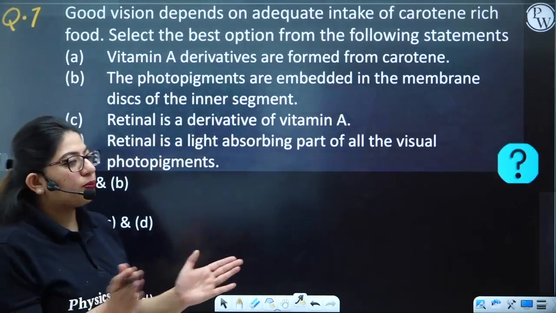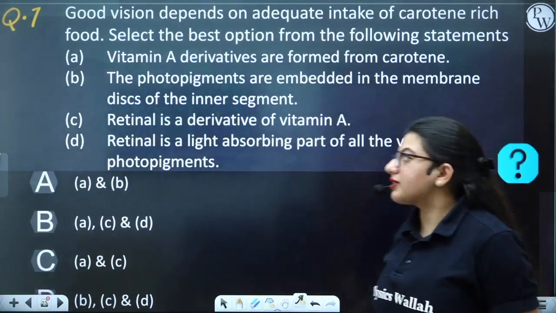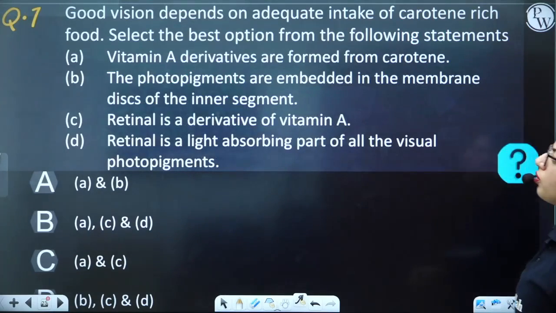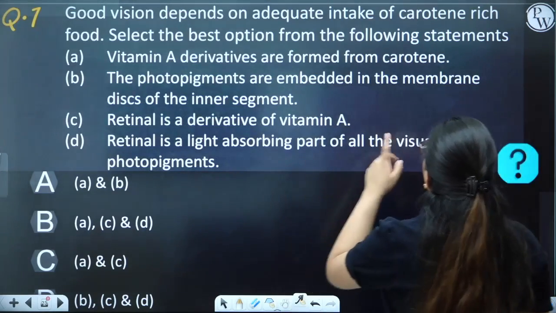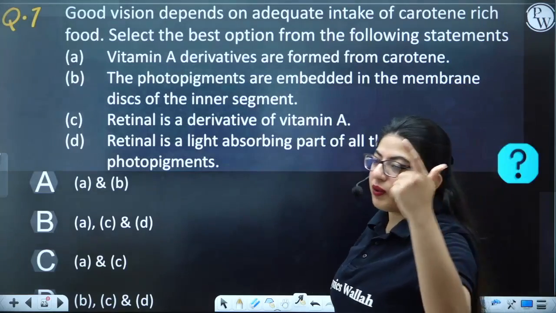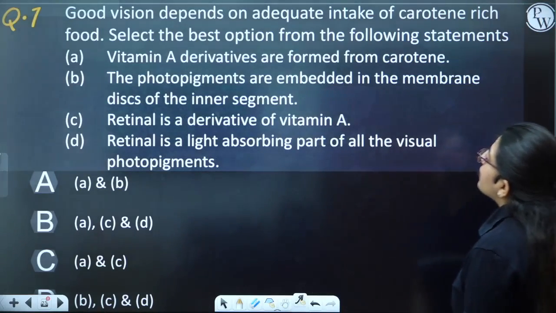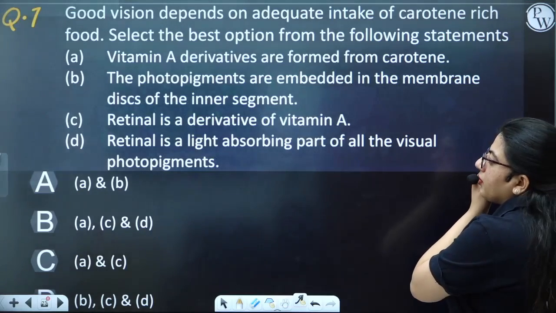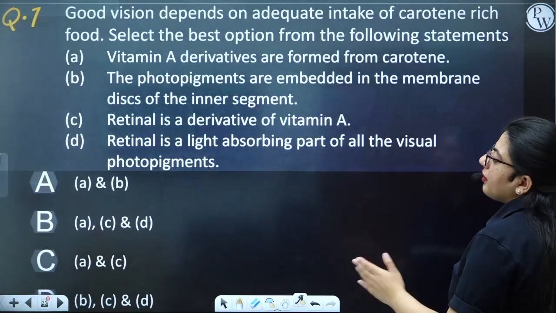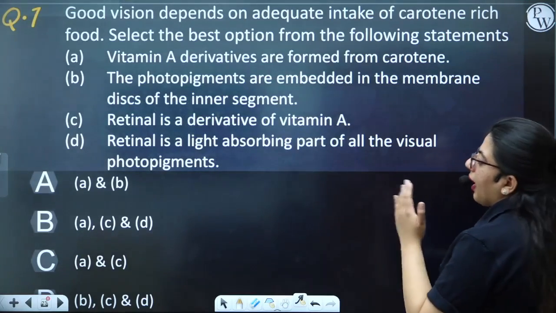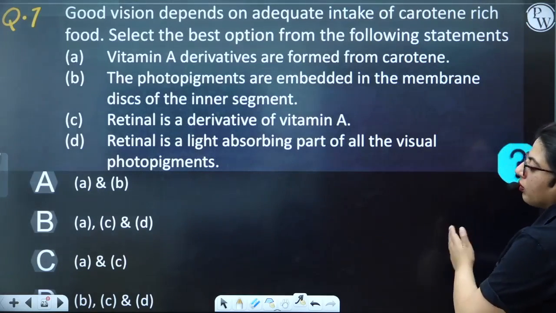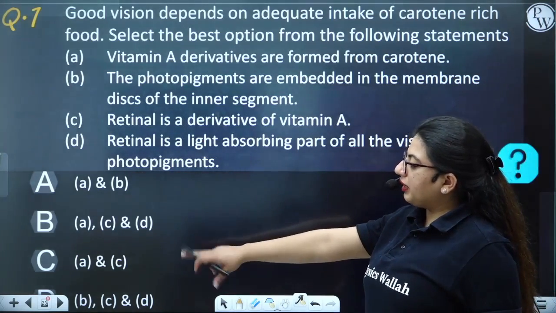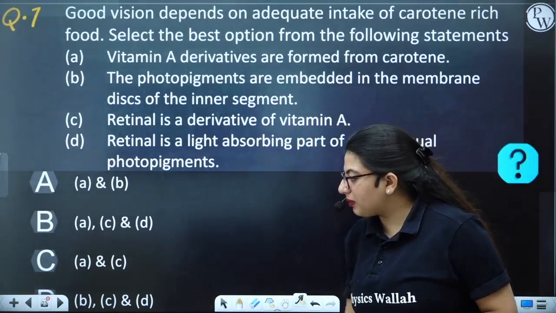All right, so let's do PYQs, boys and girls. Let's get started. Good vision depends upon the adequate intake of carotene-rich food. Select the best option from the following statements. Very smart question. A: Vitamin A derivatives are formed from carotene. B: The photopigments are embedded in the membrane discs of the inner segment. C: Retinal is a derivative of vitamin A. D: Retinal is the light absorbing part of all the visual photopigments. Option A says A and B, B says ACD, C says AC, and D says ABCD.